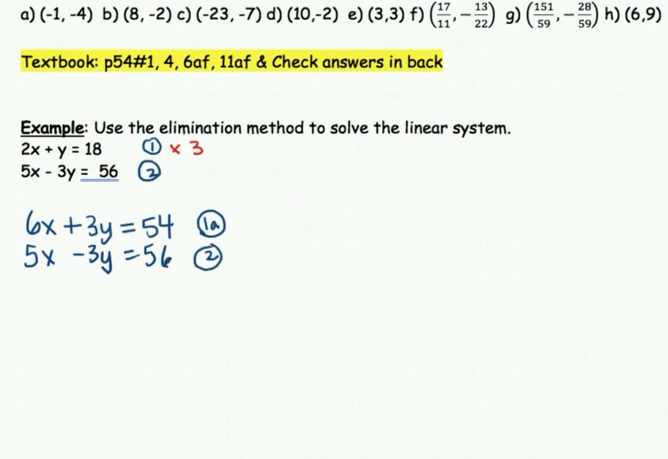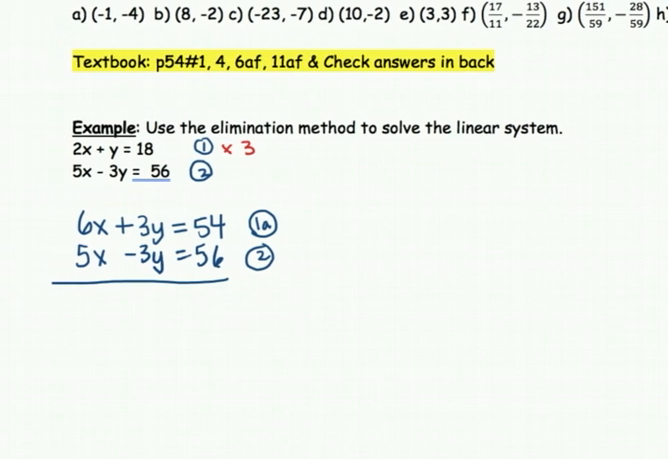So now from here, we can use the elimination method because we can try to get rid of the y. We just have to decide: are we going to add or subtract these equations together? Remember our rule of thumb from above. If the variable you're trying to get rid of has the same sign, I want you to subtract. But if they have the opposite sign, I want you to add.